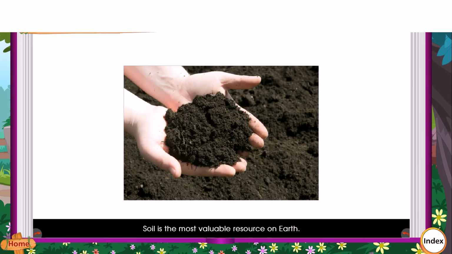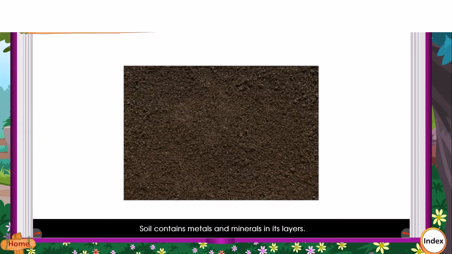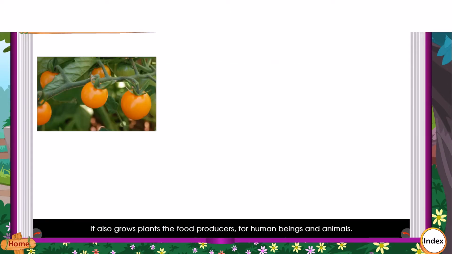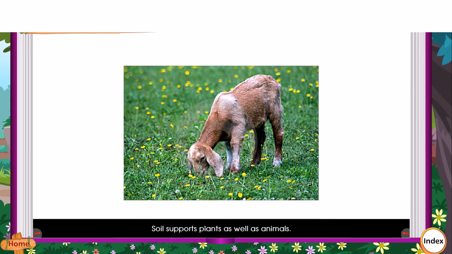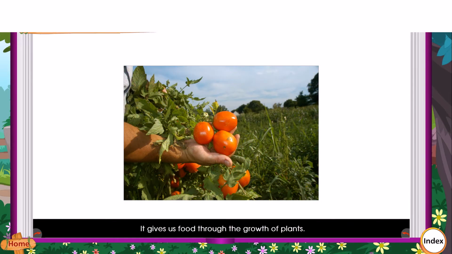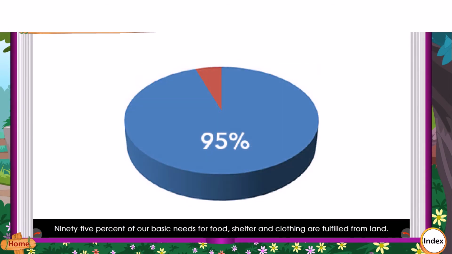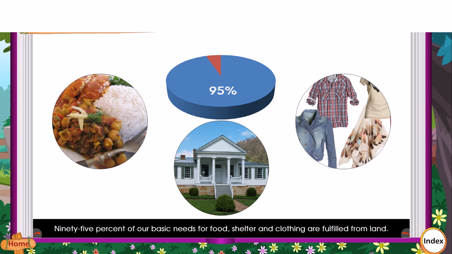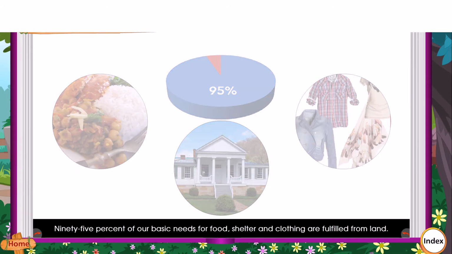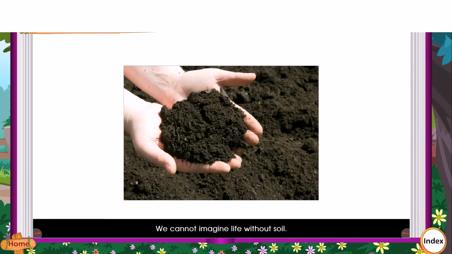Soil is the most valuable resource on earth. Soil contains metals and minerals in its layers. It also grows plants, the food producers, for human beings and animals. Soil supports plants as well as animals. It gives us food through the growth of plants. 95% of our basic needs for food, shelter, and clothing are fulfilled from land. We cannot imagine life without soil.